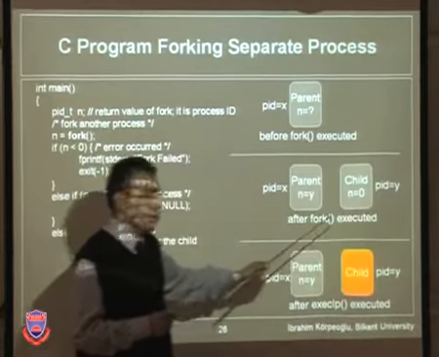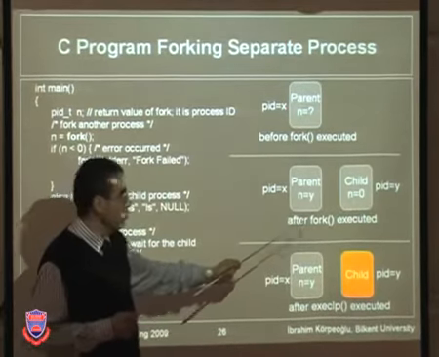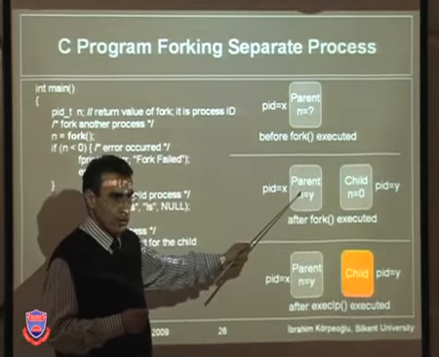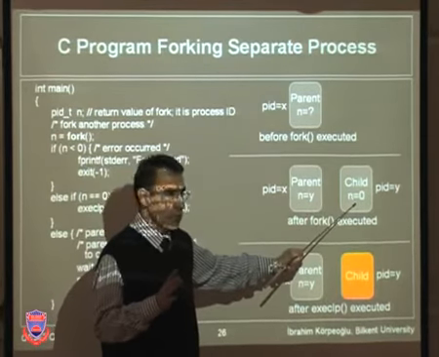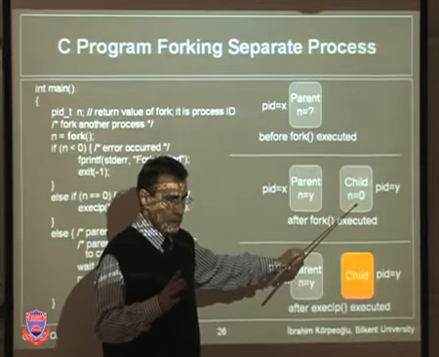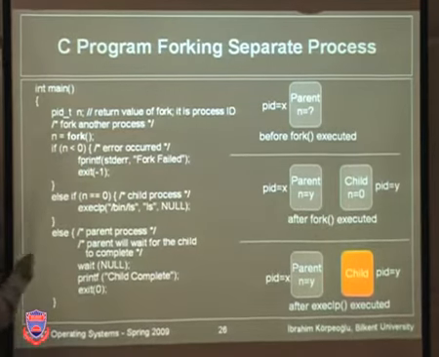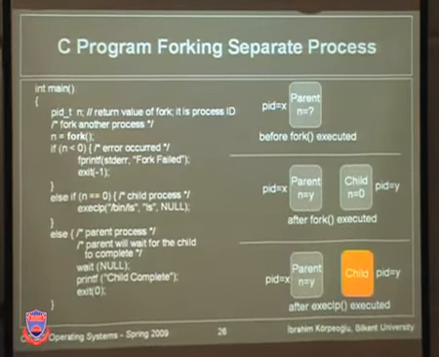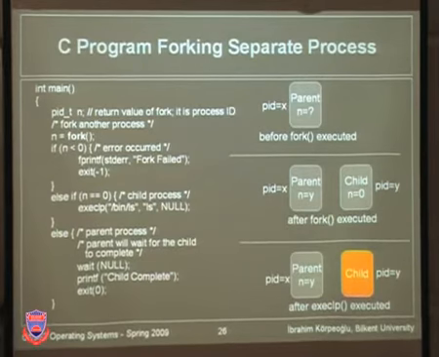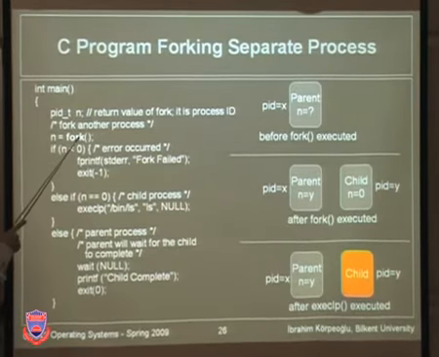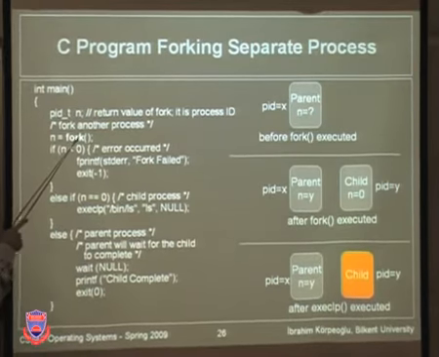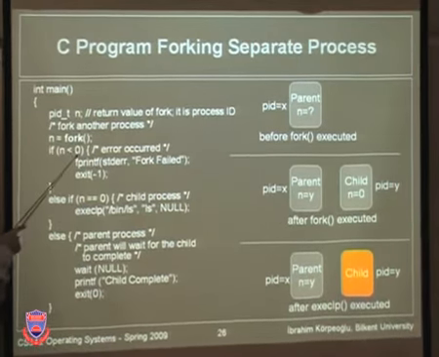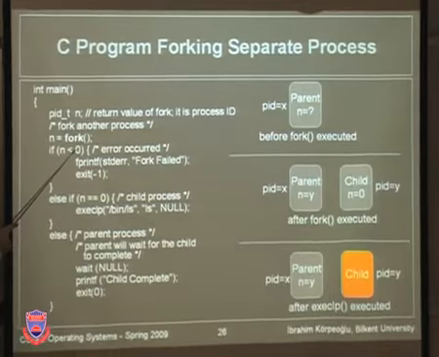So that Y, the PID of the child, is returned to the parent process. But to the child process, only 0 is returned. So when fork returns, the parent gets the PID of the child, but the child gets 0. After this statement is executed, the system call is completed, and the program will continue with this statement, right? So at this point, what do you have in the system?